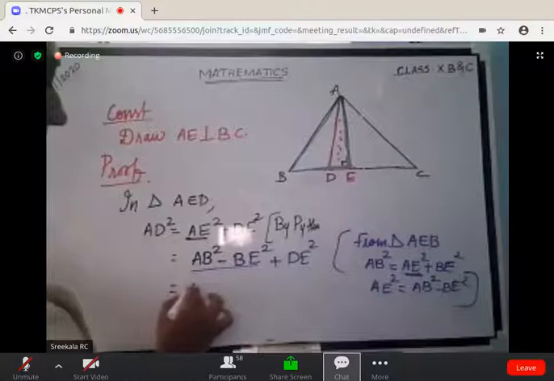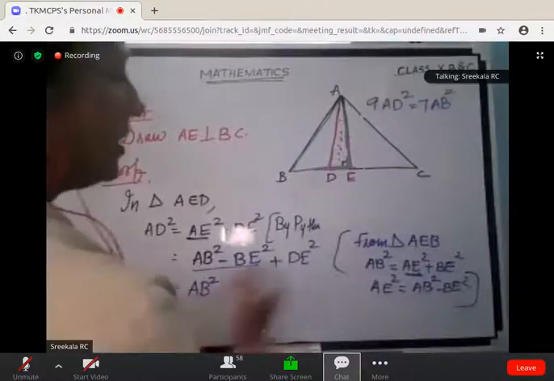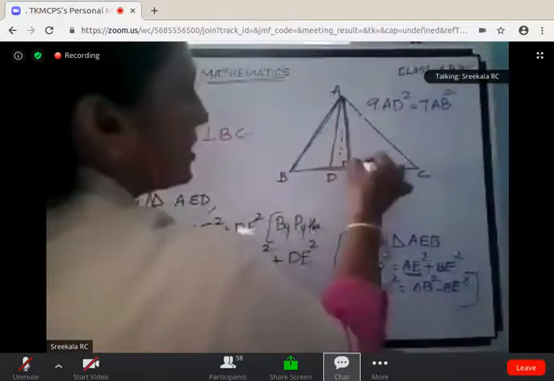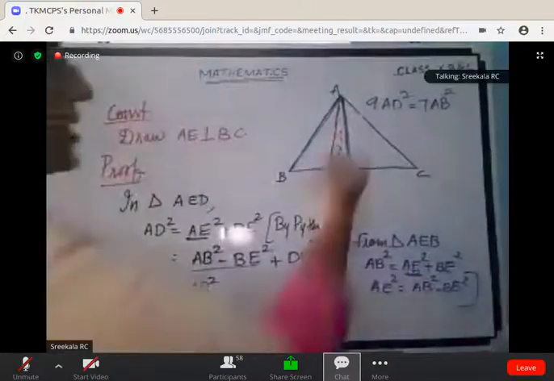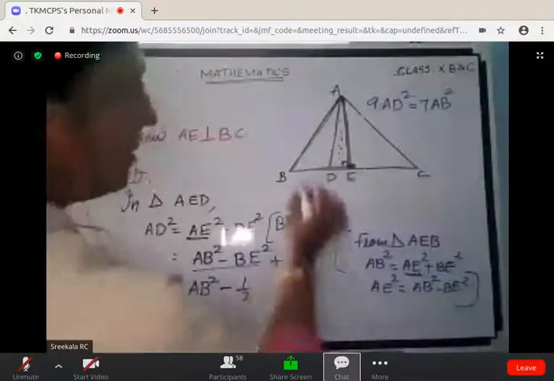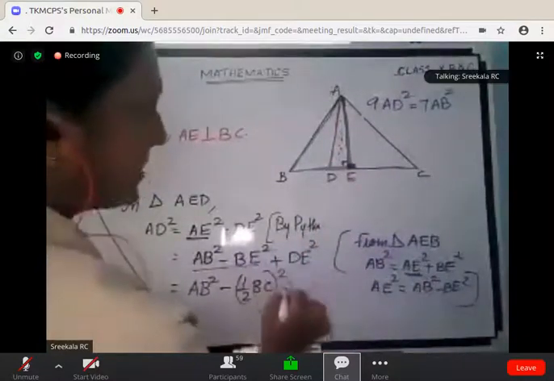So AB square, no need to change AB square. We have to prove 9AD square equal to 7AB square. AB square we do not change, but we convert E and D. We know that AE is the perpendicular, that one is the altitude, so we can say that E is the midpoint, since it is an equilateral triangle. So BE can be written as half BC.